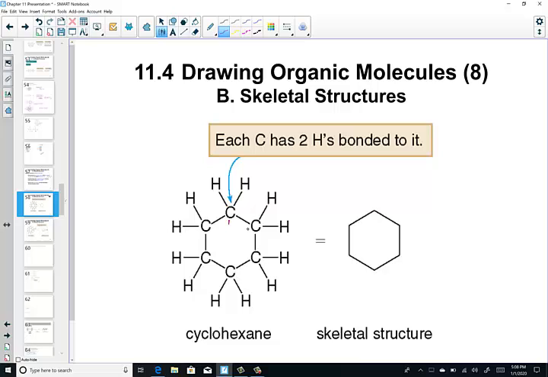Wherever I have a carbon, we have a junction of 2 lines. Carbon 1, carbon 2, carbon 3, 4, 5, 6. I eliminate all those single bonds to the hydrogens, and we've drawn a skeletal structure of cyclohexane, eliminating all of those single bonds to hydrogen.